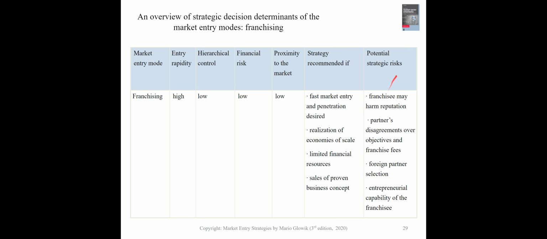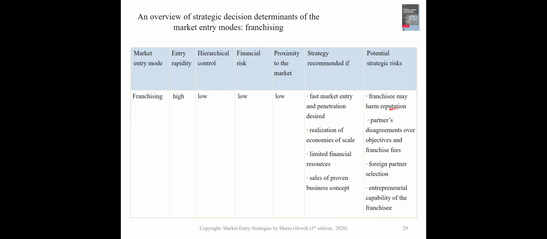Nevertheless, franchisors should never ever forget franchisee may harm our reputation. We have that from time to time in fast food industries. There's one franchisee, for example, which doesn't meet the hygiene standards, and then suddenly there's bad news in the media, which for sure harms our reputation.